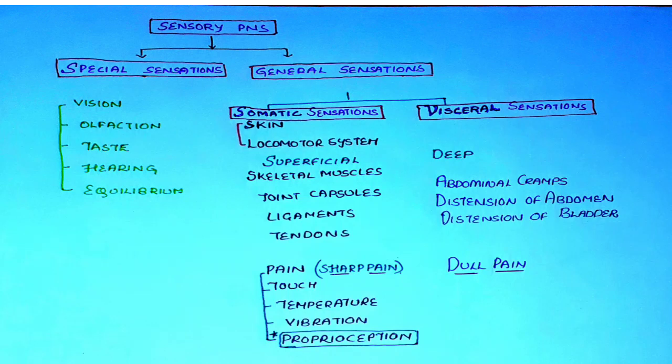Somatic sensations are from skin or integumentary system and locomotor system, that is through skeletal muscles, joint capsules, ligaments and tendons. Whereas visceral sensations are from deeper parts of the body such as visceral organs. For example, abdominal cramps in diarrhea, and these are the sensations from gastrointestinal system, and the pain from viscera is usually a dull pain, whereas the pain from somatic sensations is sharp pain.